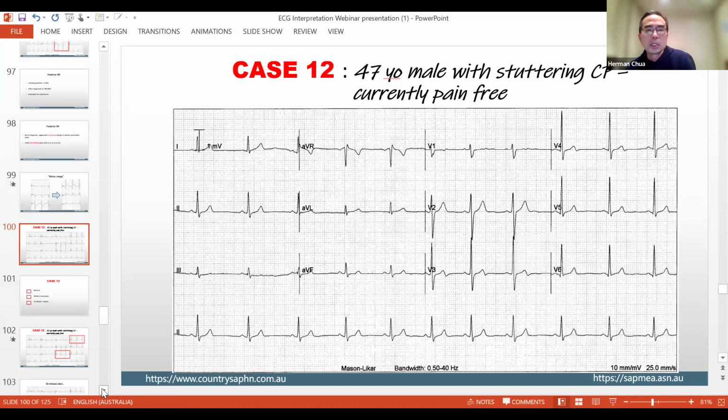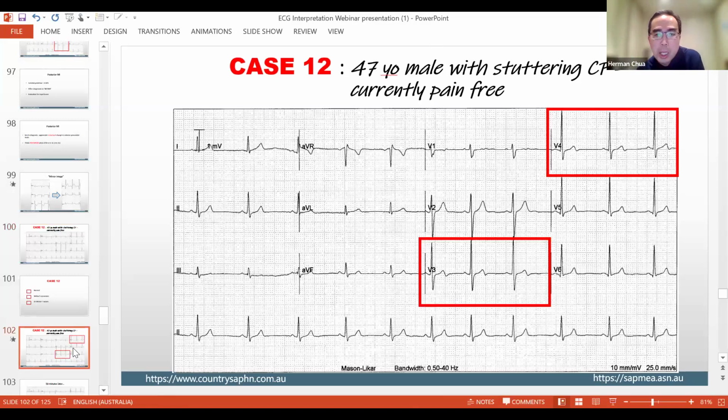So a lot of you think this is normal. We can stop the poll. This is actually Wellens. Let's talk about Wellens. Some of you may have heard of this before. The abnormality is in leads V3 and V4. Very subtle, right? And what is that abnormality? The abnormality is the biphasic T wave. Can you see the up-down T wave, the positive-negative T wave in leads V3 and V4?